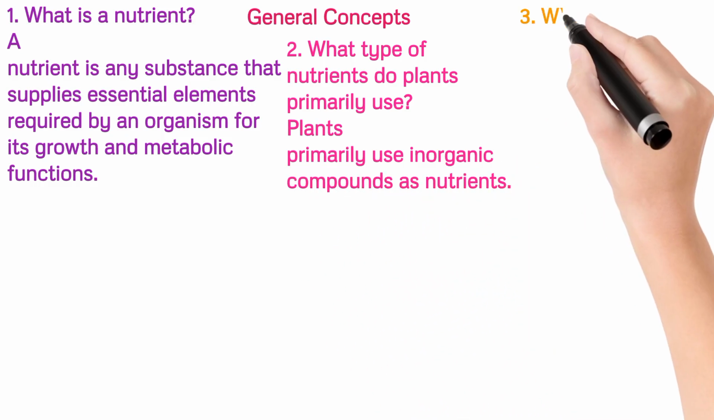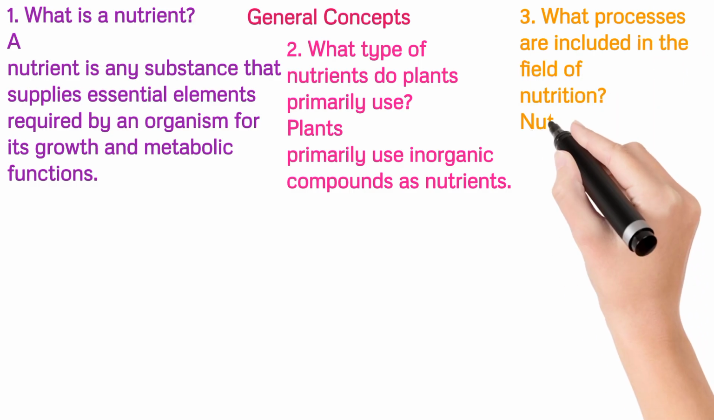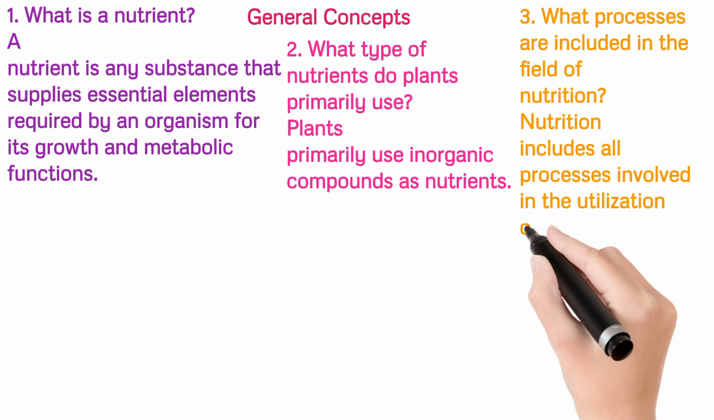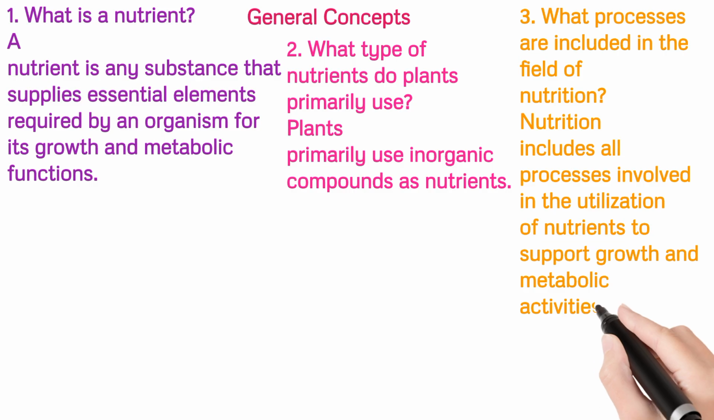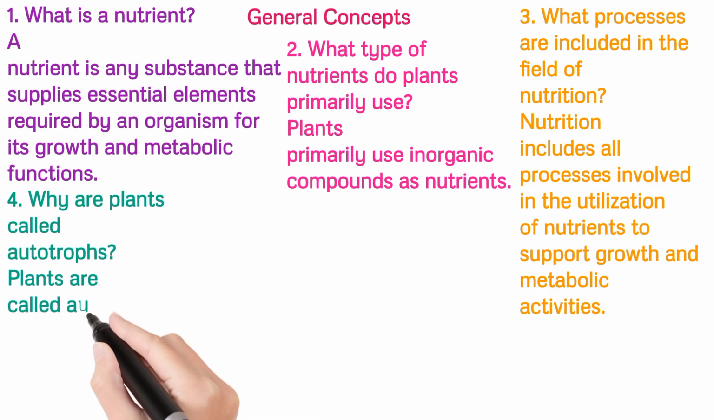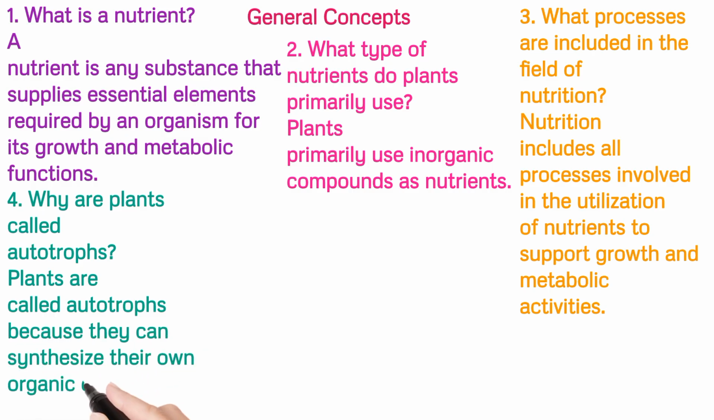3. What processes are included in the field of nutrition? Nutrition includes all processes involved in the utilization of nutrients to support growth and metabolic activities. 4. Why are plants called autotrophs? Plants are called autotrophs because they can synthesize their own organic compounds from inorganic nutrients.